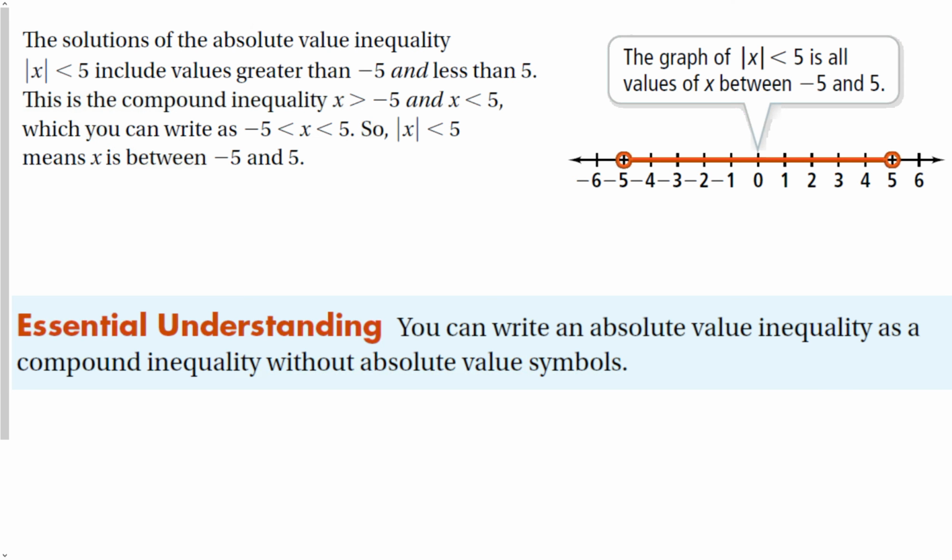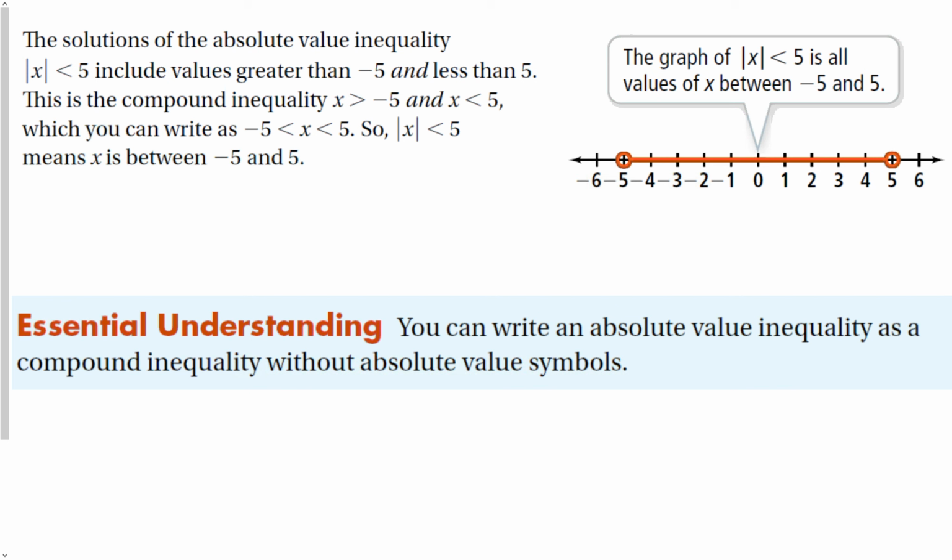All right, so let's talk about absolute value inequalities. The solutions of the absolute value inequality, for absolute value of x is less than 5, include values greater than negative 5 and less than positive 5. Right? Think about it. If the absolute value has to be less than 5, the absolute value of negative 4 is positive 4, which is less than 5. So all of these numbers work and all these numbers work.